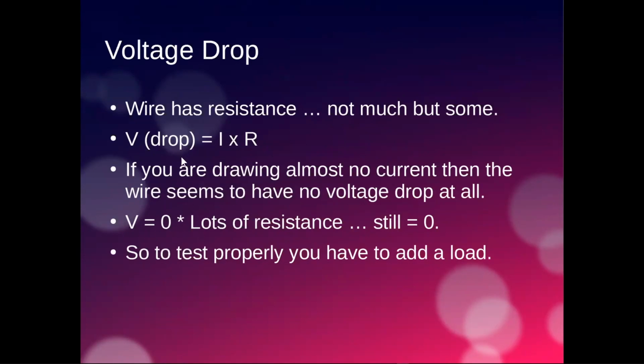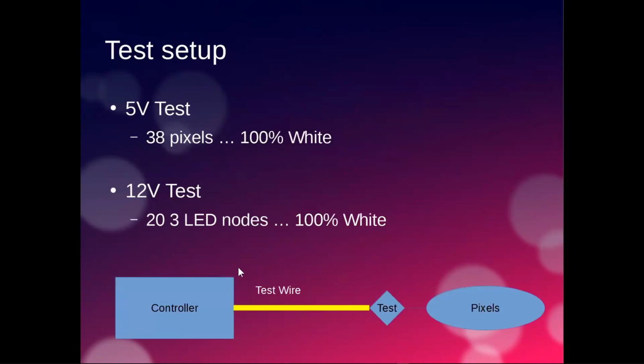Because V equals I times R might be a really small number, but if I is 0, then this is always going to be a 0 voltage drop. So to test properly, you have to add load.